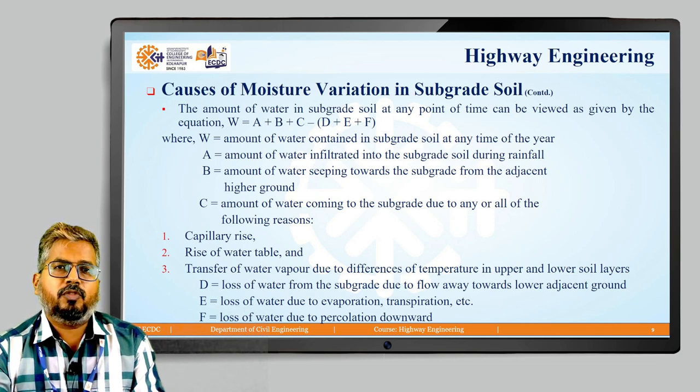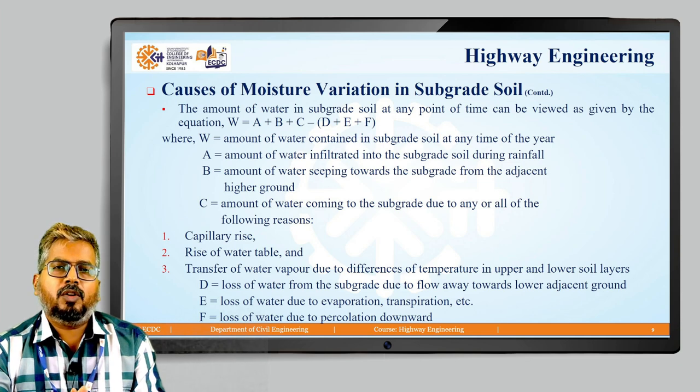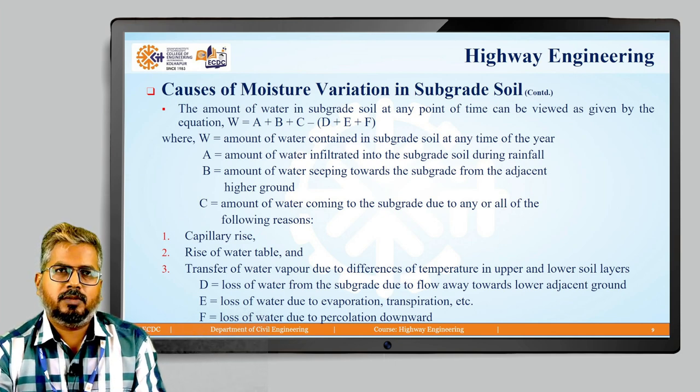Then C is the amount of water coming to the subgrade due to any or all of the following reasons. That can be due to capillary rise, rise of water table, and also due to the transfer of water vapor due to differences of temperature in upper and lower soil layers. And D, E, F are respectively loss of water from the subgrade due to flow away towards the lower adjacent ground, loss of water due to evaporation and transpiration, and loss of water due to percolation downward. So this is how the amount of water in subgrade soil can be calculated at any point of time.